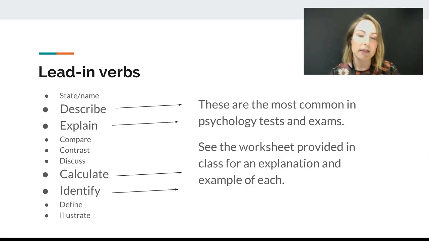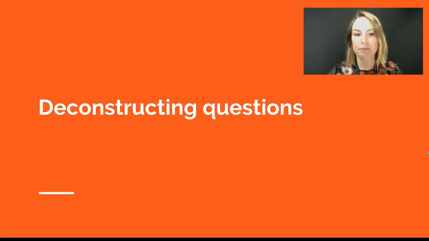And have a look at that sheet that I provided in class that's come from the S.E.X.y guide in terms of definitions and examples of those and an explanation of how to answer each type of question, because they are quite unique in terms of what they're asking for. So make sure that when you're in the test, you are always looking at that lead-in verb to see what it's asking you to do.